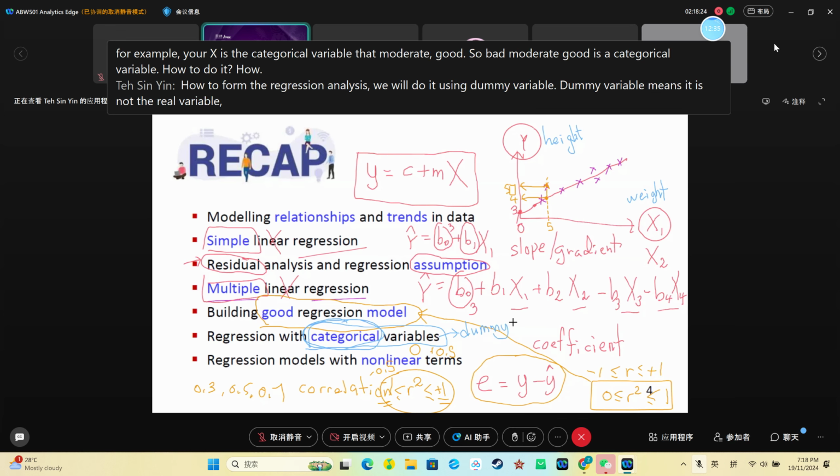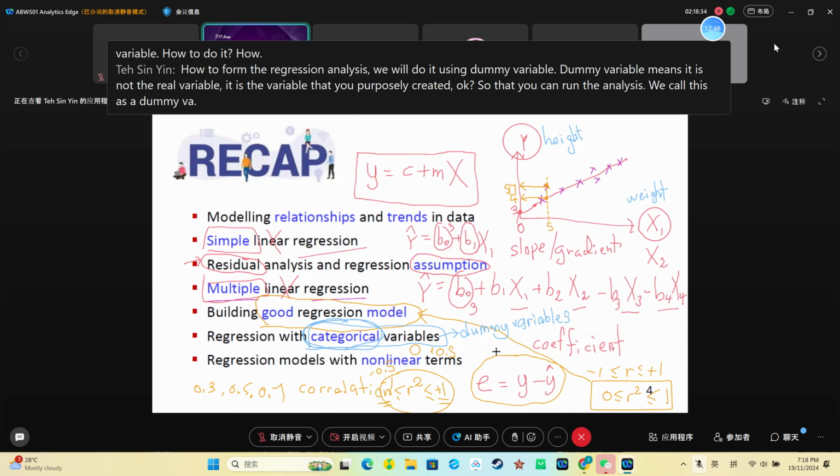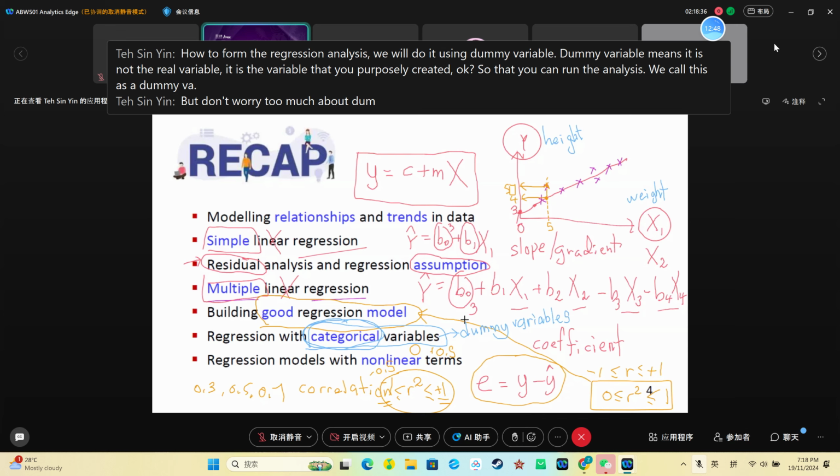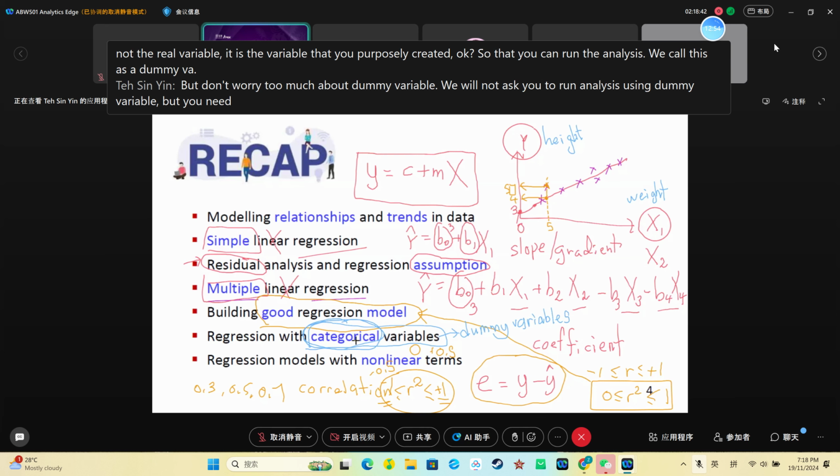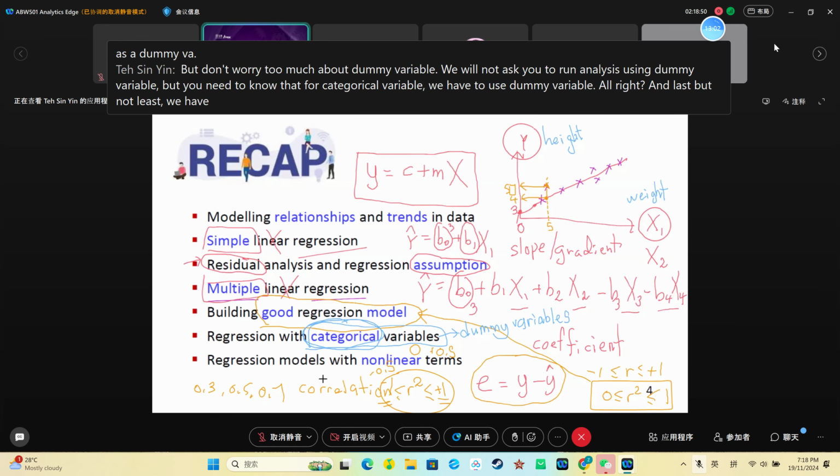It is a variable that you purposely created so that you can run the analysis. We call this a dummy variable. But don't worry too much about dummy variables. We will not ask you to run analysis using dummy variables, but you need to know that for categorical variables, we have to use dummy variables. All right. And last but not least, we have regression model with non-linear term.